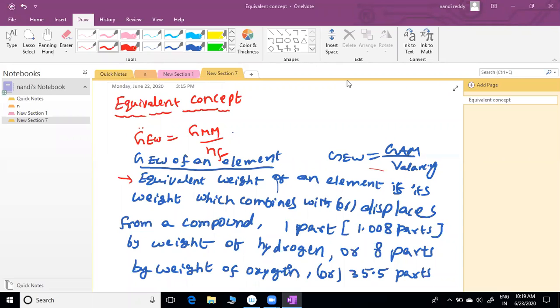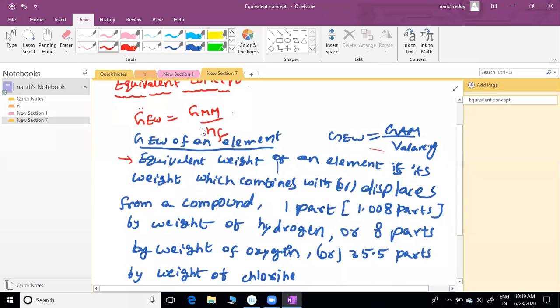Anyway, equivalent concept and definition, please note down. The full definition, equivalent concept. Gram equivalent weight equals gram molar mass divided by the factor. This is the basic formula, and we'll discuss this formula. First, the definition. I think you noted down the definition yesterday. Please let me know. Definition already noted down. Okay, yesterday you wrote it already. Fine.